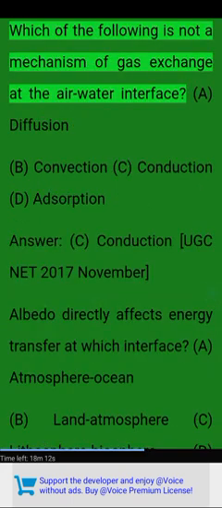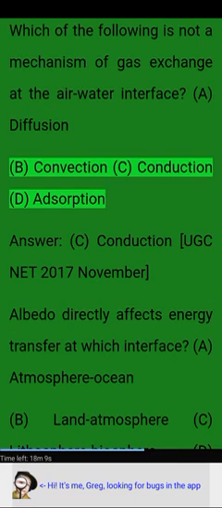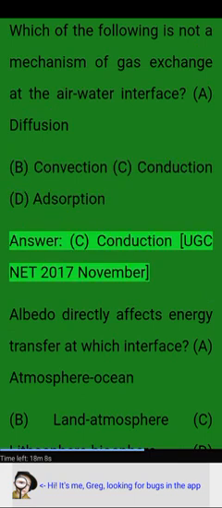UGC NET 2018 December. Which of the following is not a mechanism of gas exchange at the air-water interface? A. Diffusion. B. Convection. C. Conduction. D. Adsorption. Answer: C. Conduction.